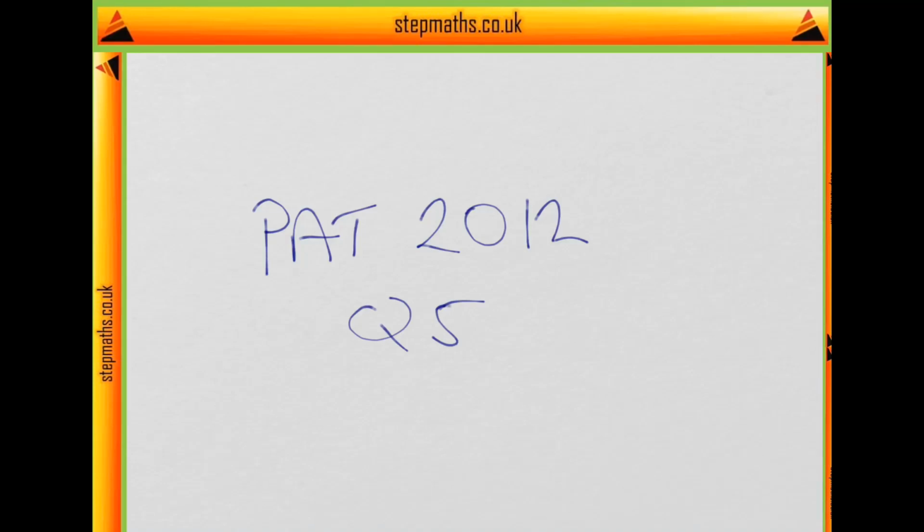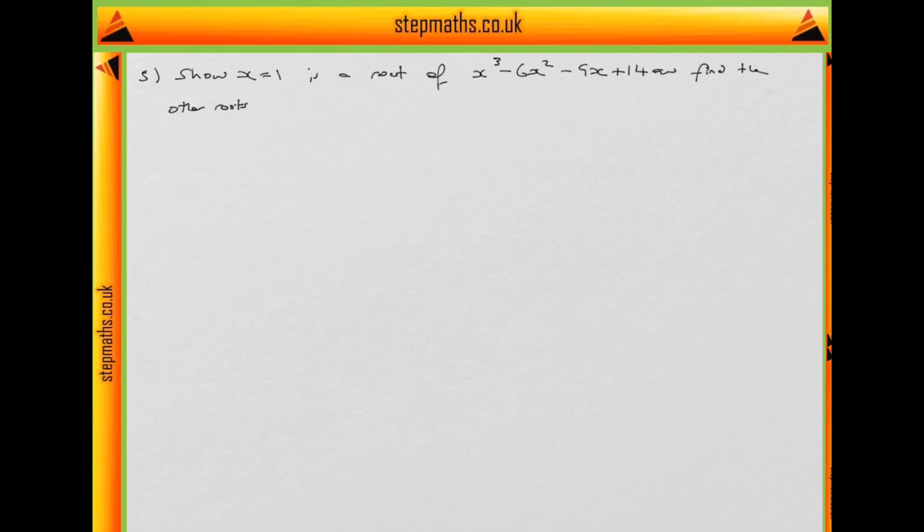Hi, today we're looking at the 2012 PAT paper, going through question 5. Question 5 asks us to show that x equals 1 is a root of the polynomial x cubed minus 6x squared minus 9x plus 14, and to find the other roots.